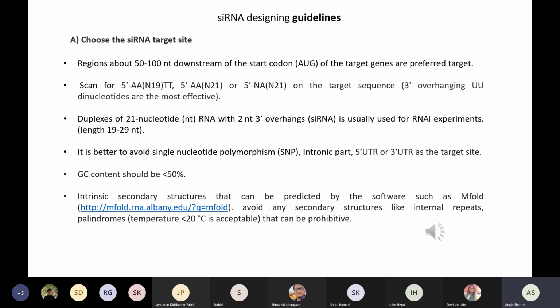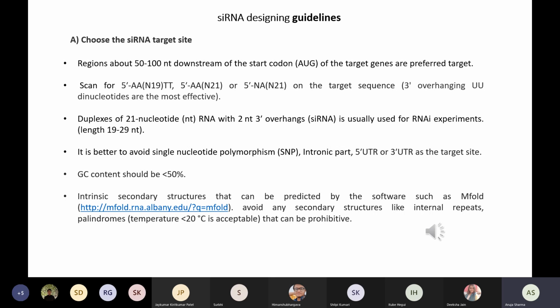Previously we have seen how siRNA and shRNA are processed in the cell and how they regulate target gene expression. Now to target any specific gene, we need to design a specific siRNA, and for that we follow some guidelines. First, choosing the siRNA target site. It is the most important part. Regions about 50 to 100 nucleotides downstream of the start codon AUG of the target gene are preferred targets.